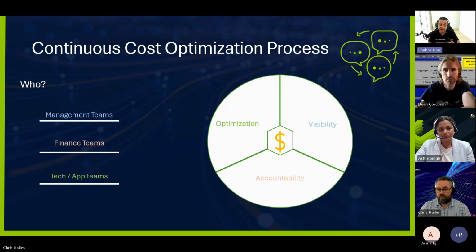And then we have the techies, and we are going to get onto the techies. We're very high level at the moment. We are going to get onto the tech stuff soon, and it's the tech and app teams who come up with those recommendations with the information they've got from the management teams and finance teams.